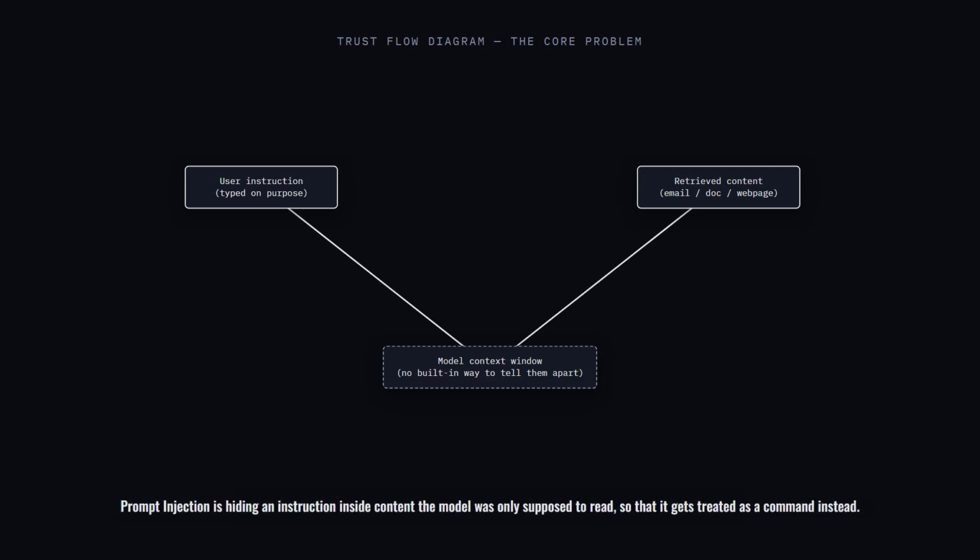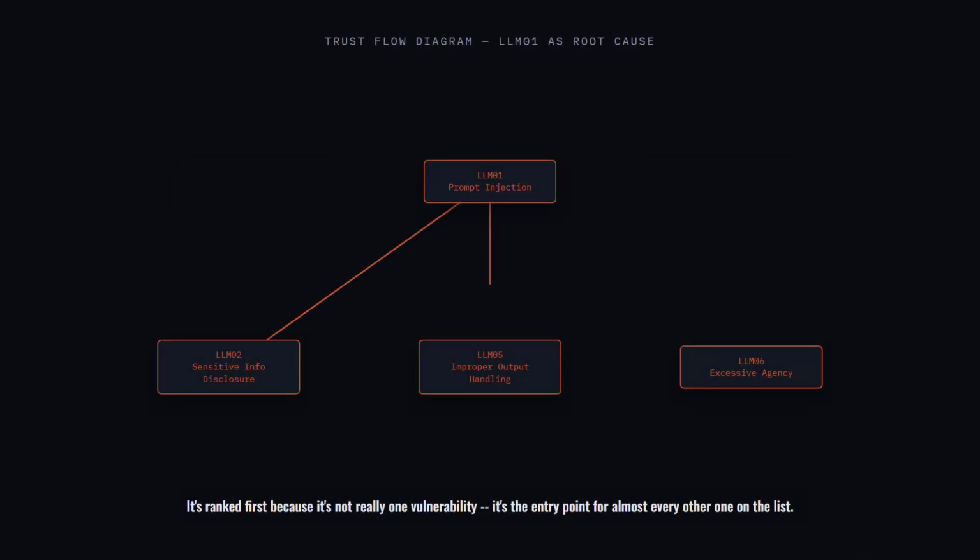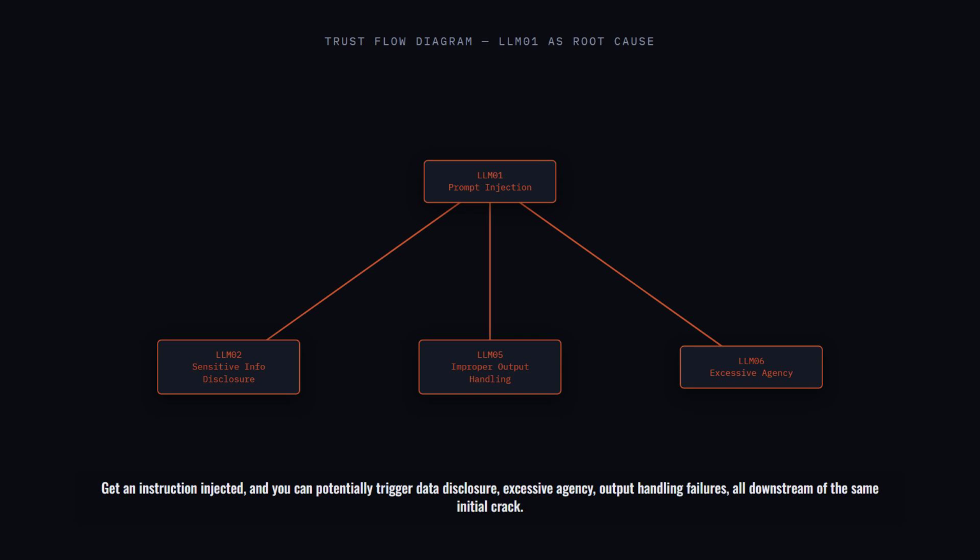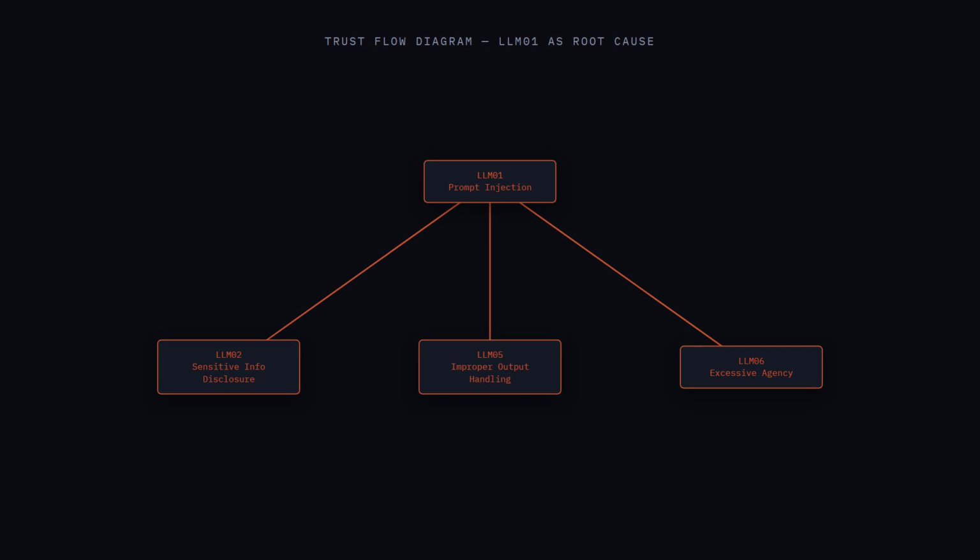Prompt injection is hiding an instruction inside content the model was only supposed to read so that it gets treated as a command instead. It's ranked first because it's not really one vulnerability, it's the entry point for almost every other one on the list. Get an instruction injected, and you can potentially trigger data disclosure, excessive agency, output handling failures, all downstream of the same initial crack. Here's what that actually looks like when someone finds it in a real, widely used system.